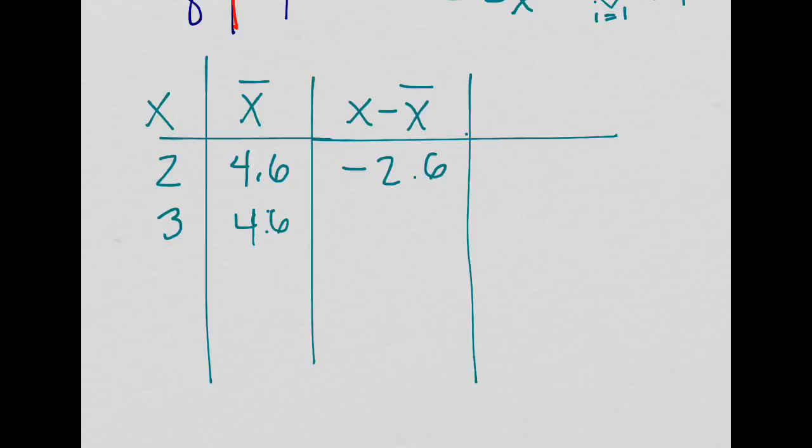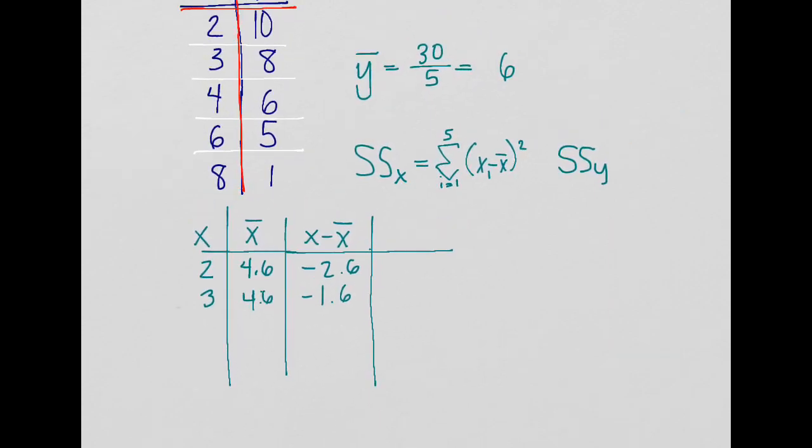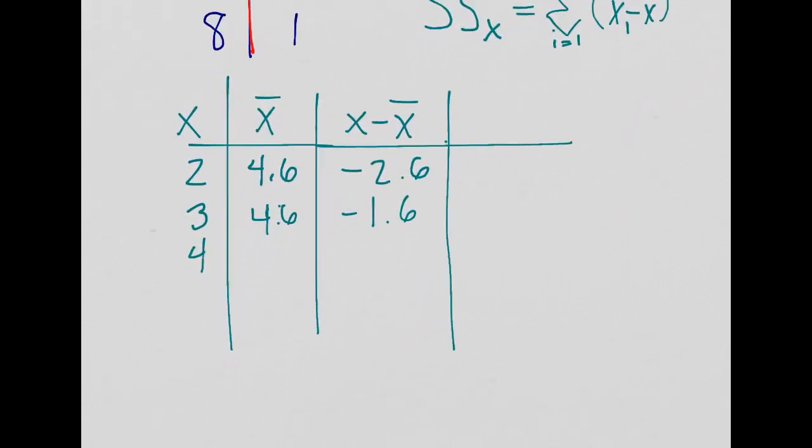In this case, it's still negative 1.6. All right, I can't remember all the values: 4, 6, and 8 here. Okay. All right, so now I'm going to be moving up into the positives soon. So this is 1.4 and 3.4.